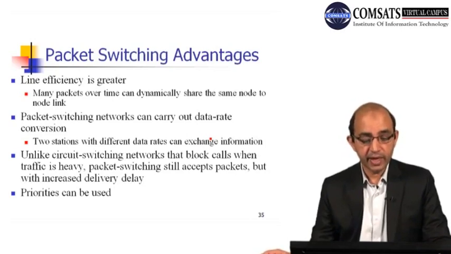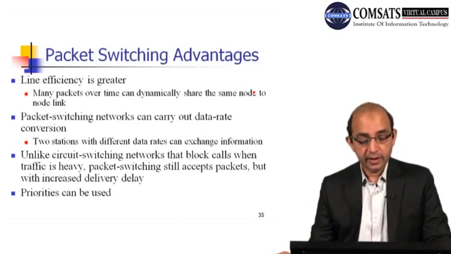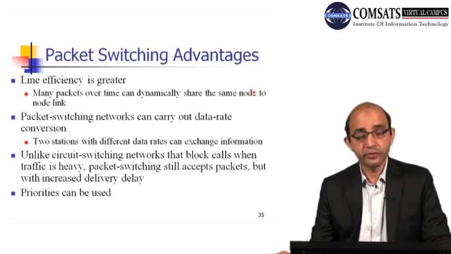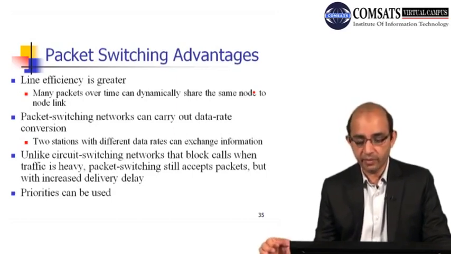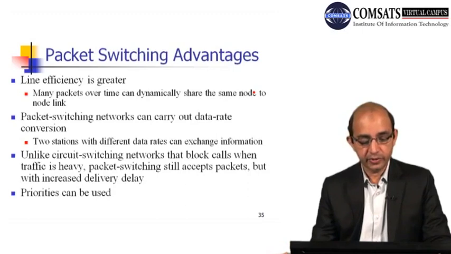So the line efficiency is on the higher side. Many packets over time can dynamically share the same node-to-node link. It can carry out data rate conversions. So if 2 stations have different data rate capability, they can exchange information, but in case of circuit switching, this is not possible. Each endpoint should have the same data rate capability. So 2 stations with different data rates can exchange information.